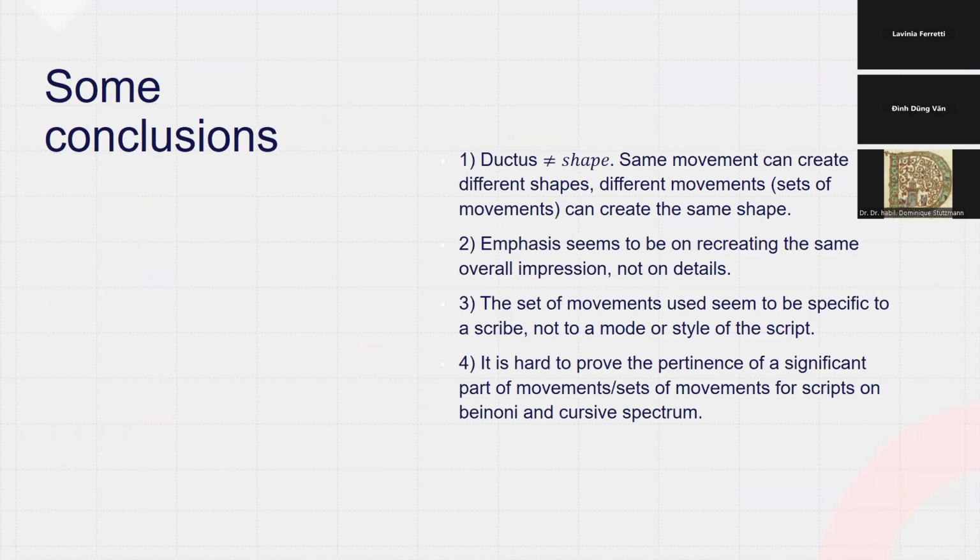So as I think Mark has highlighted in his presentation, ductus is not the same as shape. Same movement can create different shapes, and different movements or sets of movements can create the same shape. And secondly, the emphasis seems to be on recreating the same overall expression and not on details. Thirdly, the set of movements seems to be specific to a person who is actually doing the writing, as has been already highlighted, for example, yesterday, not to a mode or style of the script.